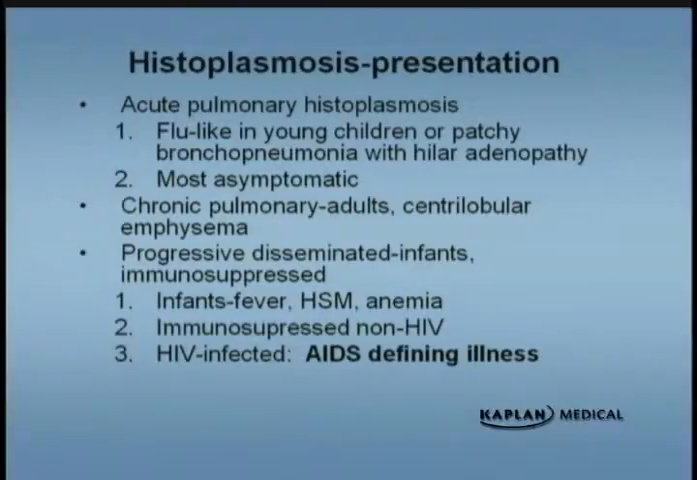Histoplasmosis, the disease, is divided into various subsections. You can have acute pulmonary histoplasmosis. This is usually flu-like symptoms in younger children. Most patients with it are fairly asymptomatic. The chronic pulmonary form is going to be seen in adults, and then there's the progressive disseminated disease. This is going to be very common in immunocompromised patients, and that is an AIDS-defining illness.